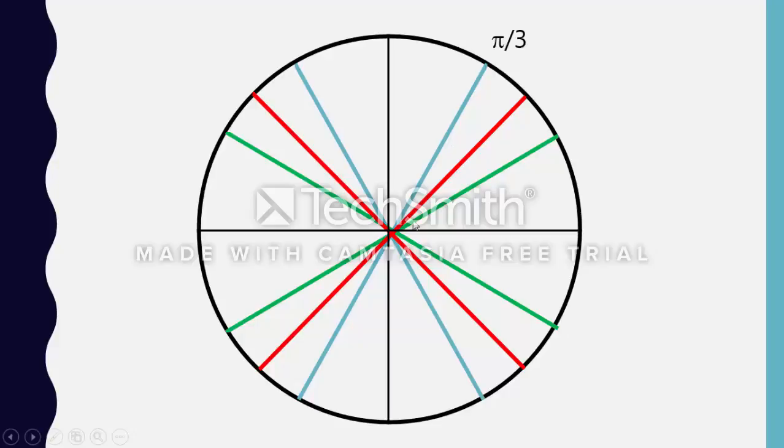Again, when we're looking at our blue lines, we have multiples of pi over 3. So we have 1 pi over 3, 2 pi over 3, 3 pi over 3, which we already know is 1 pi, 4 pi over 3, and 5 pi over 3.